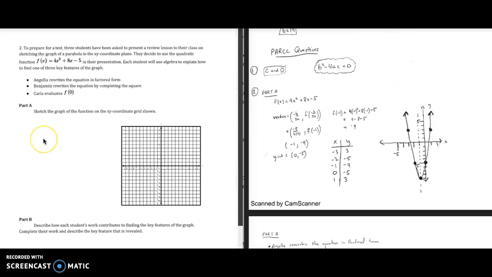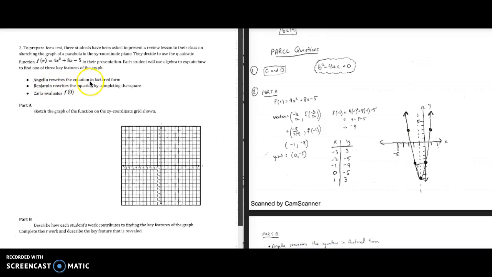Okay, so it says for this one, to prepare for a test, 3 students have been asked to present a review lesson to their class on sketching the graph of a parabola in the xy coordinate plane. They decide to use the quadratic function 4x squared plus 8x minus 5 in their presentation. Each student will use algebra to explain how to find one of 3 key features of the graph.